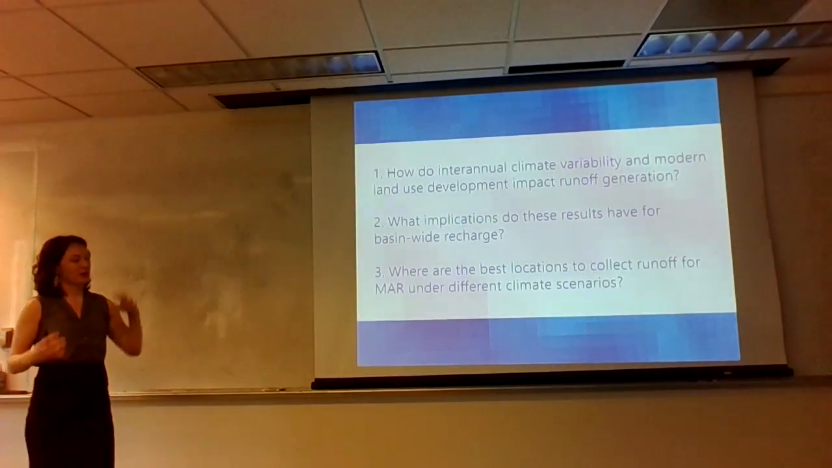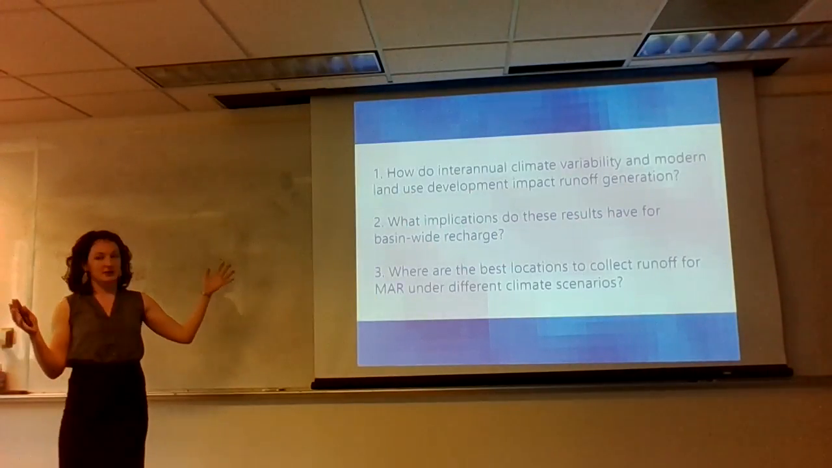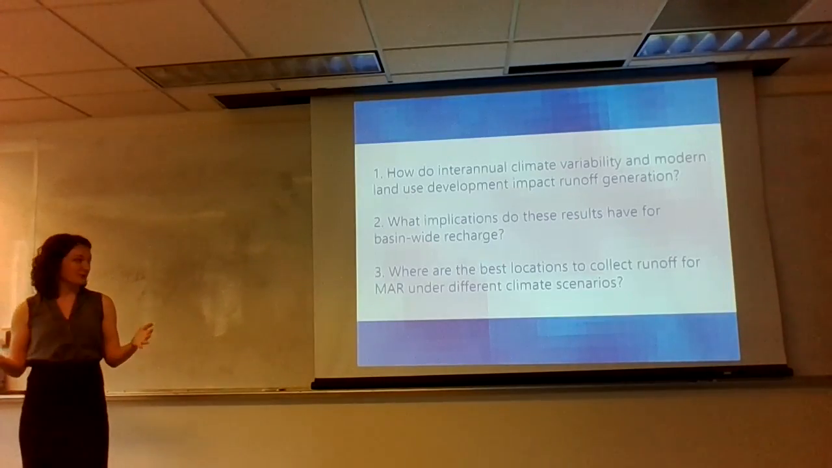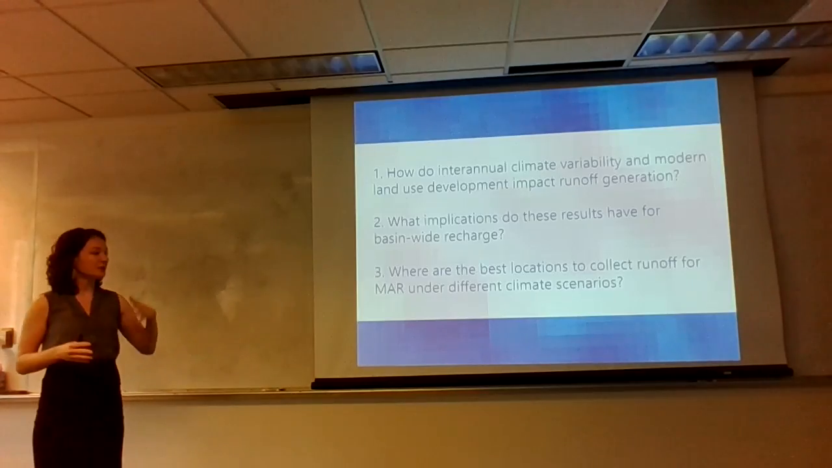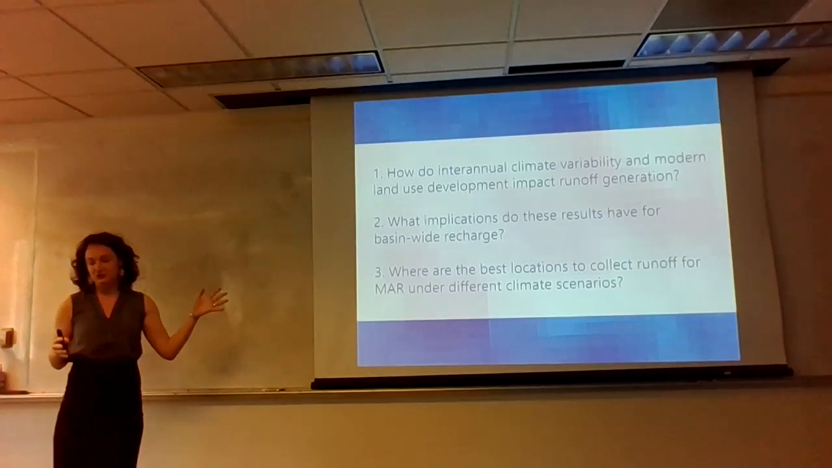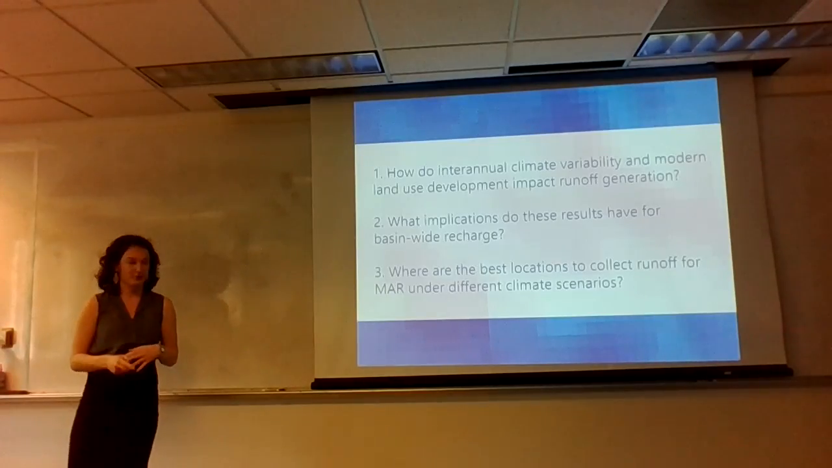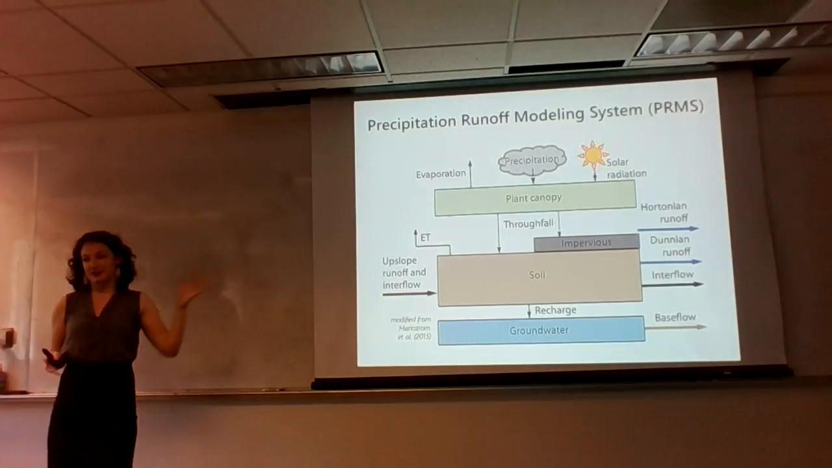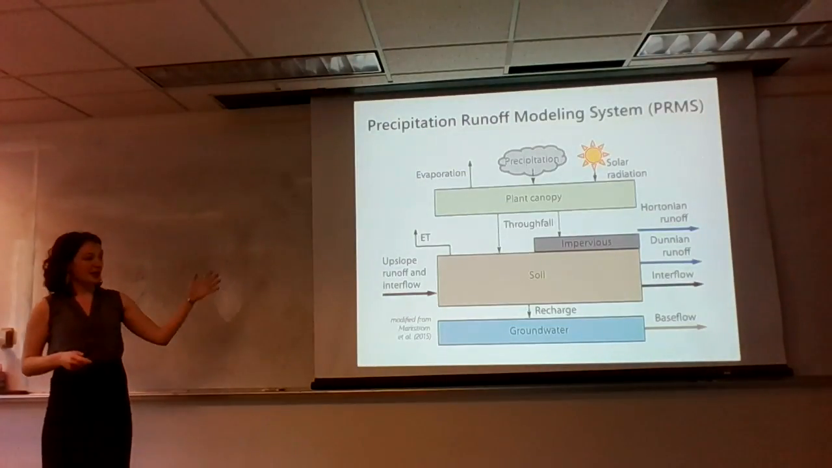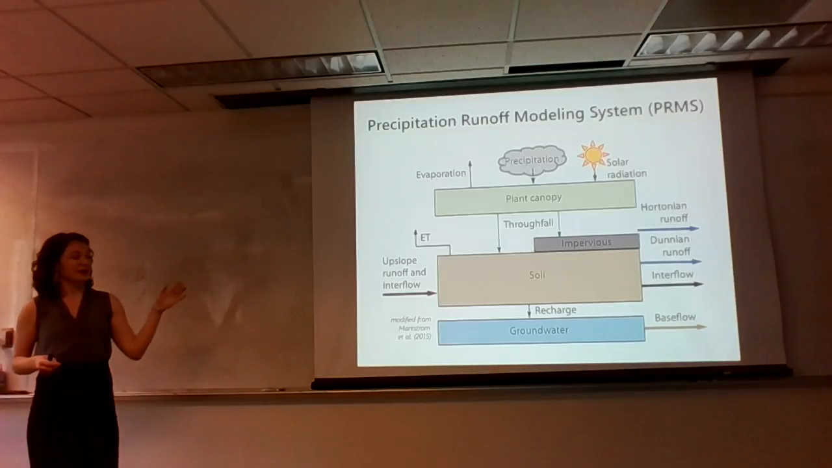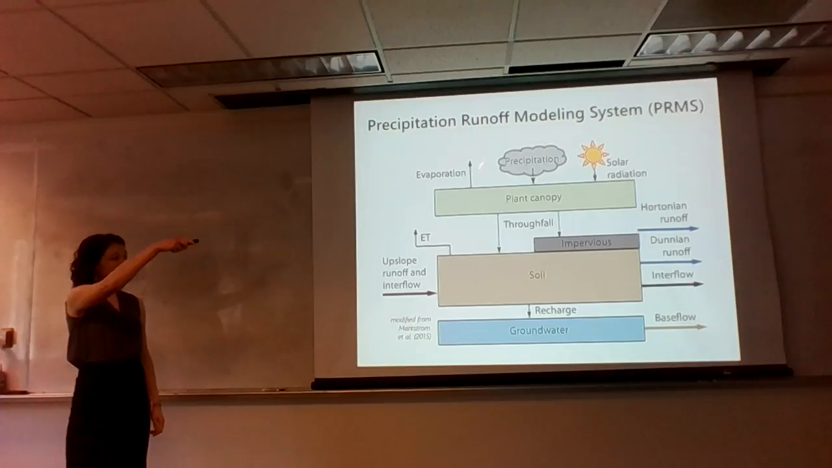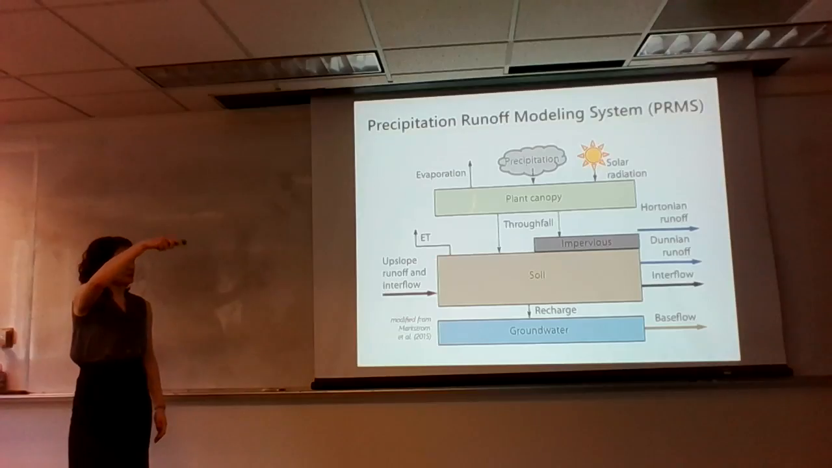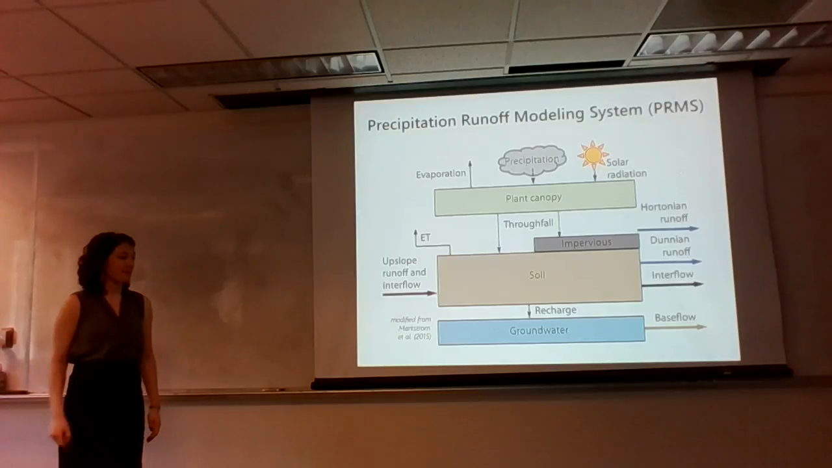And for this project, I wanted to use a regional computer model to address 3 key questions. First, how do interannual climate variability and modern land use development impact runoff generation? And then what implications do those results have for groundwater recharge and distributed stormwater collection? I address those questions using Precipitation Runoff Modeling System, or PRMS. And this schematic shows all the processes that are included in this model. Climate data drives the model, and the water that falls as rain is ultimately divided into evapotranspiration, runoff, and recharge.